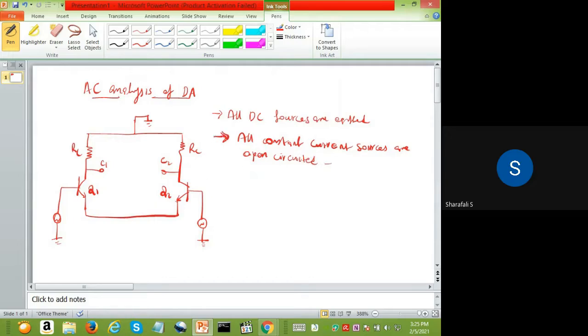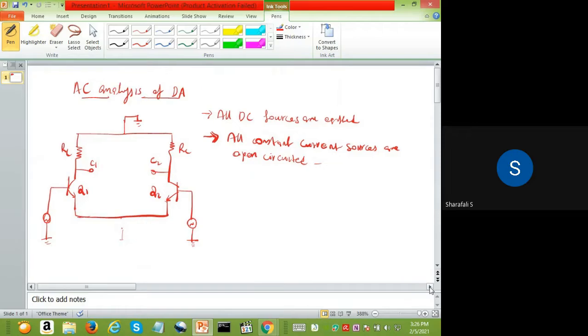Under this condition, we make this circuit. That tail current is constant, so we make this an open circuit. Okay? So there is no connection between the tail resistor and the circuit. So the circuit will be like this.